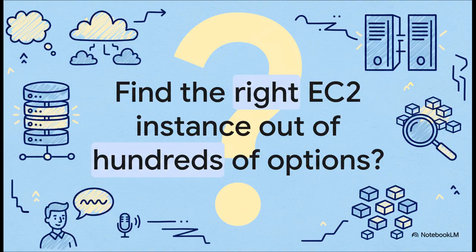The classic AWS problem, right? There are literally hundreds of EC2 instance types, and they're all optimized for different things. Picking the right one can seriously feel like throwing a dart in the dark. Do you need more memory? More CPU? A balance of the two? And how the heck does cost fit into all of that?